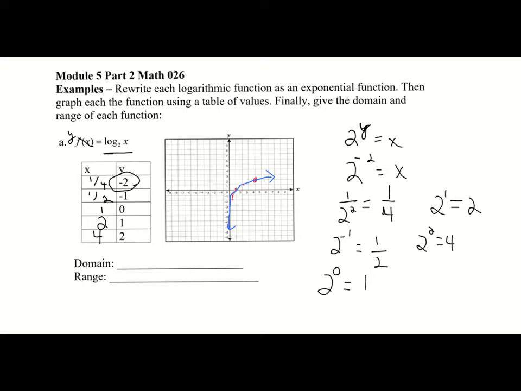So domain and range. Domain is your x values. If you notice on the x-axis, it's never going to cross over that 0. It's never actually going to hit 0. So my domain will be 0 to positive infinity. And my y values are going to keep going up, and it's going to keep going down. So your range here will be negative infinity to positive infinity.